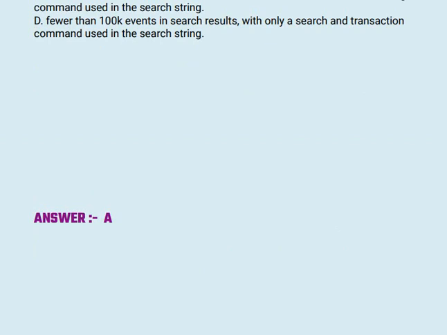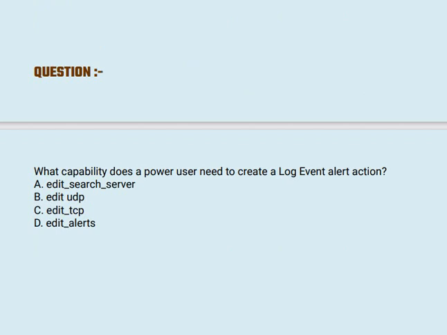Next question is, what capability does a power user need to create a log event alert action? Option A, edit_search_server. Option B, edit_udp. Option C, edit_tcp. And option D, edit_alerts. The correct answer is option D.